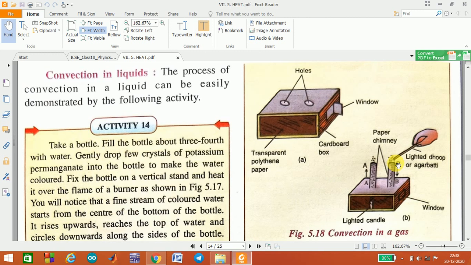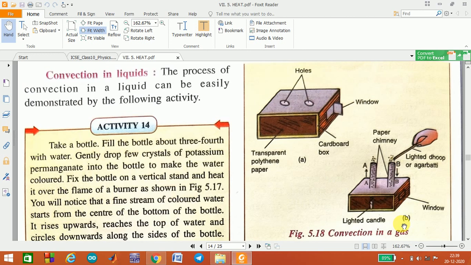Okay, then what will happen? The smoke from the dhoop or agarbatti will move inside through chimney B, and it will come outside of chimney A. So you can see the convection current moves from chimney B to chimney A through the polythene paper, which is transparent. That's why you can see it. So how is the smoke of the agarbatti going inside chimney B and coming out of the box from chimney A? What is the reason?